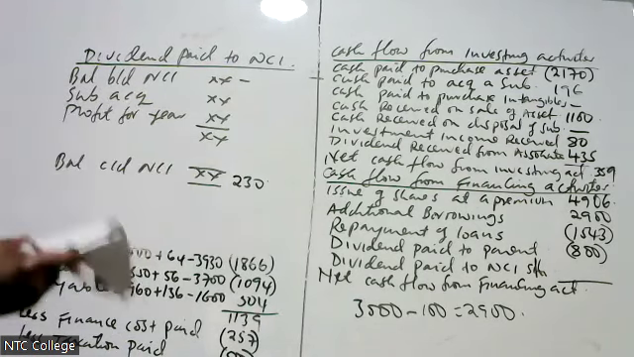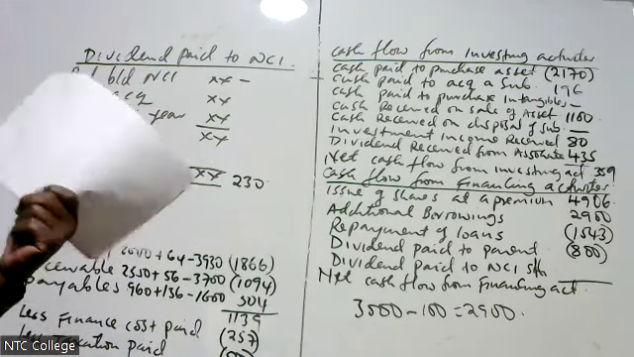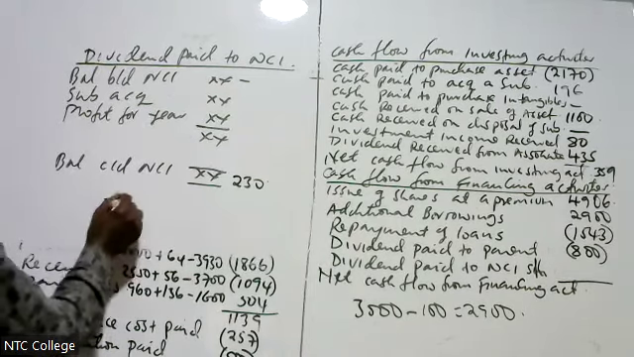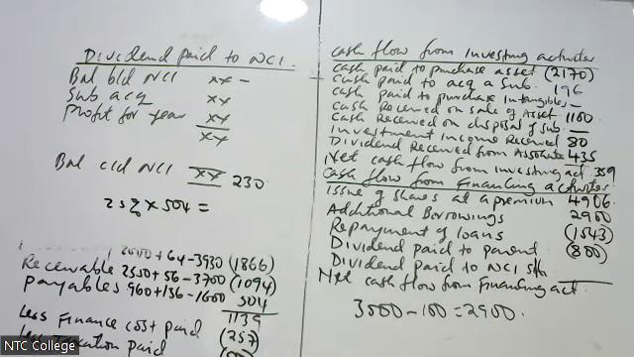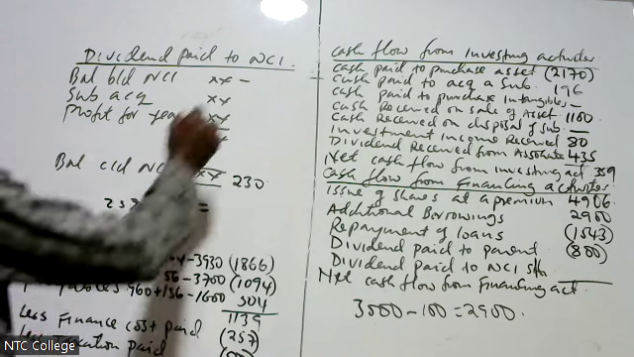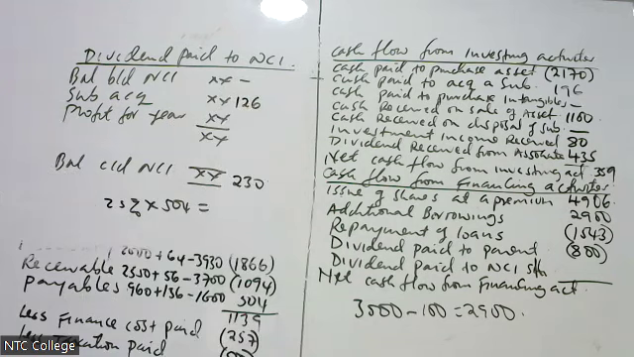Profit for the year. A subsidiary acquired. We acquired Nyange Limited. 25% times 544. What was the net assets of NCI there? 544 net assets times 0.25. Our NCI is 126.